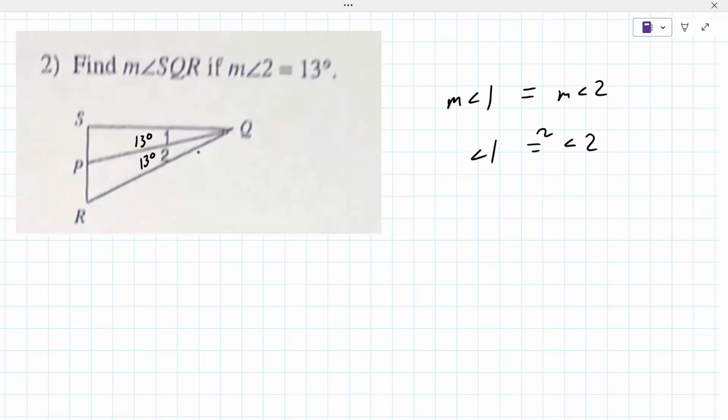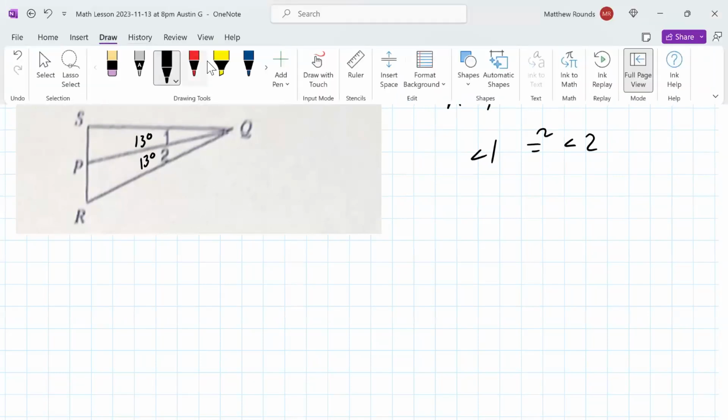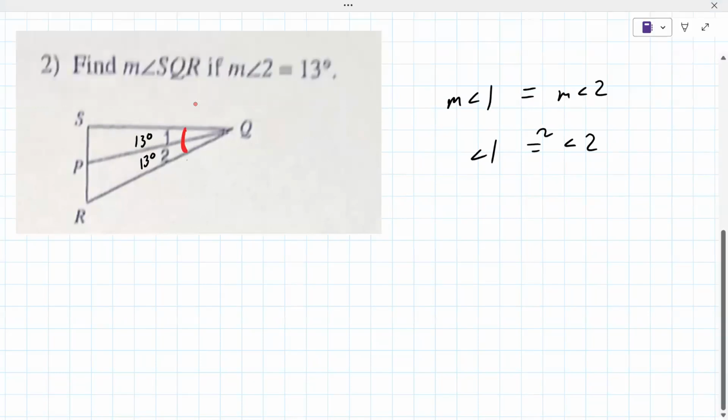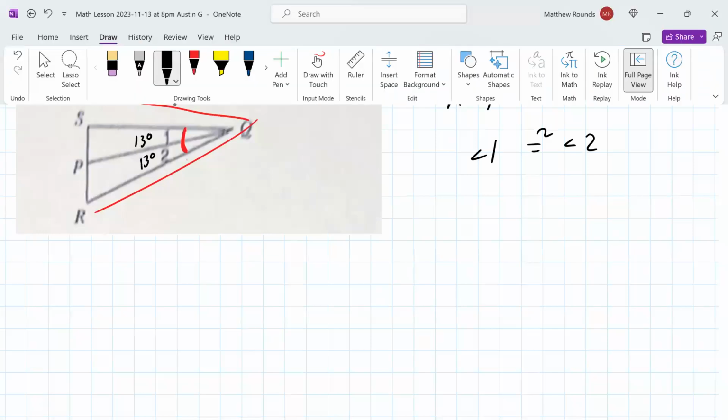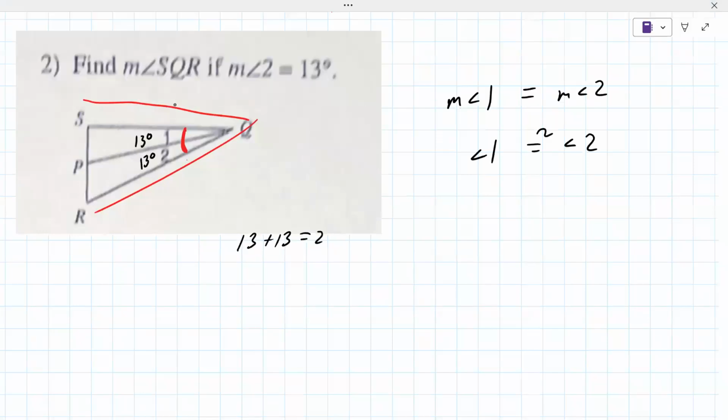So what is the measure of the whole angle? 26 degrees. Yeah, just adding up. Now I don't know how you even show work on this, but you want to show something. Don't just write the answer. You have to have a little bit of effort shown. Any questions on that before we proceed?